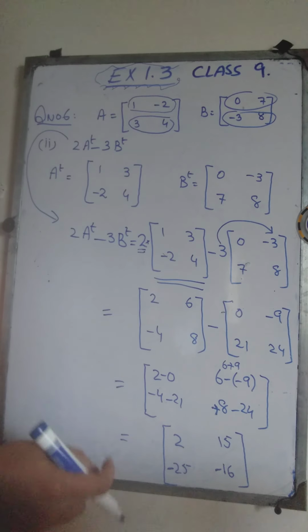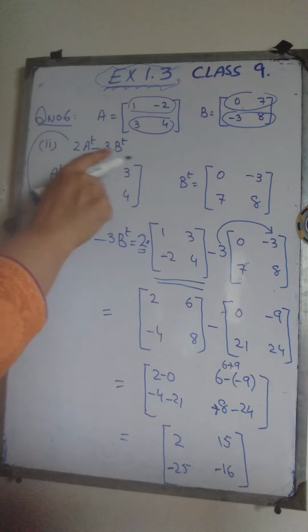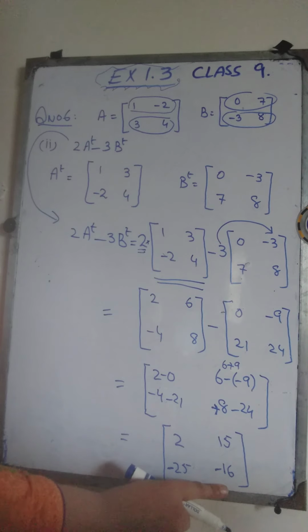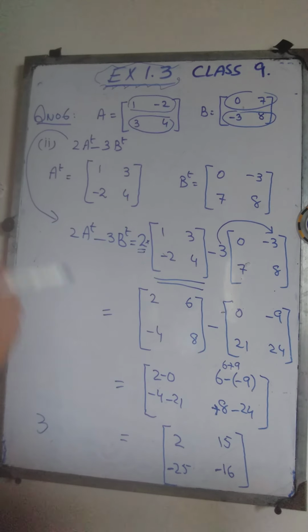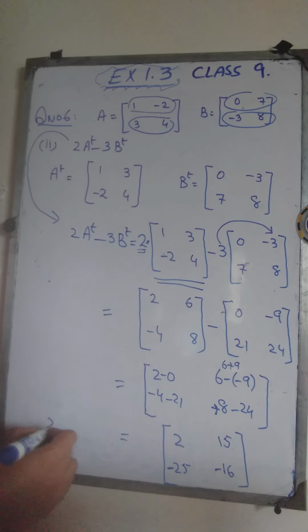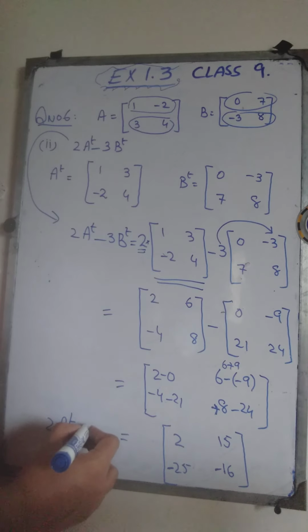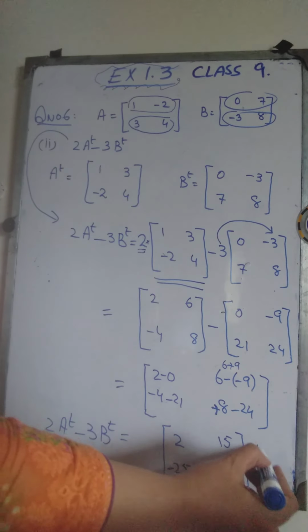sign. So this is 2 times A transpose minus 3 times B transpose. This is the answer. This is what we had to calculate. Okay, 2 times A transpose minus 3 times B transpose. This is the answer.